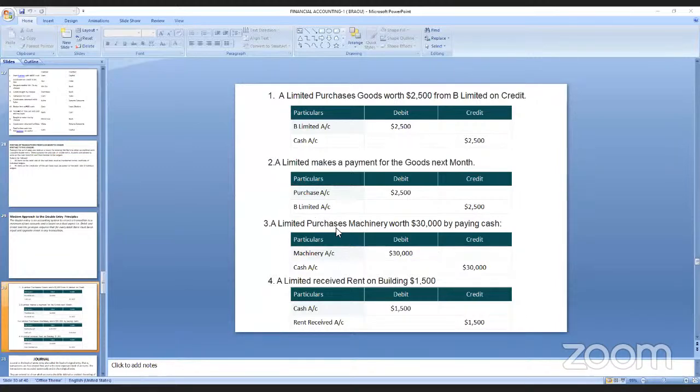And A Limited purchases machinery worth 30,000 by paying cash. What did he buy? What did he purchase? Here, see, he has mentioned the machinery, but he didn't just say purchases worth rupees 30,000. When he is not mentioning the particular thing, we need not write the machinery. But here he has mentioned the machinery. That's why machinery account debit to cash.